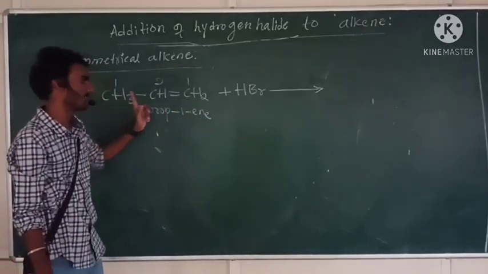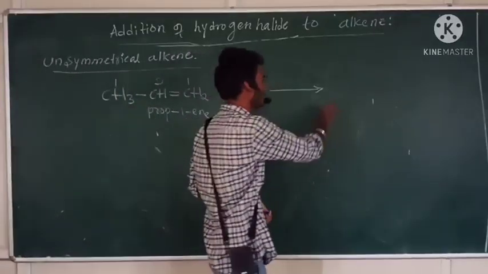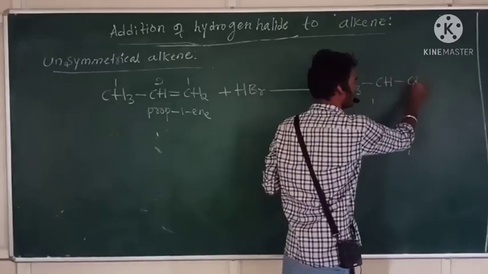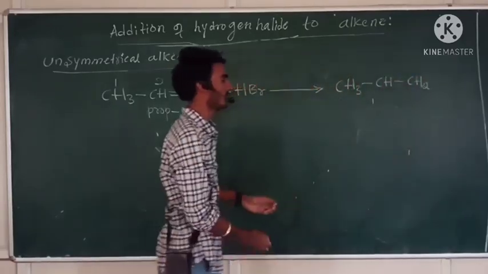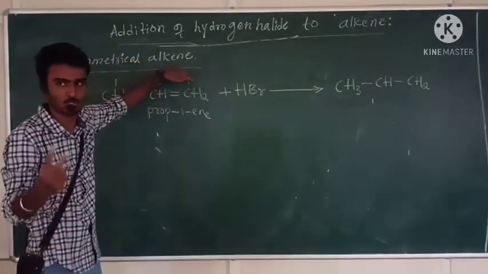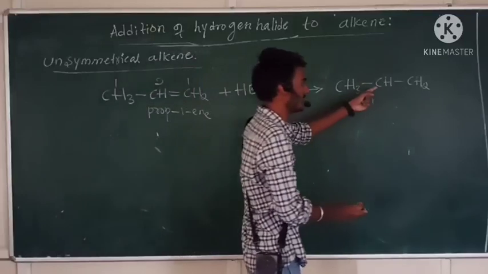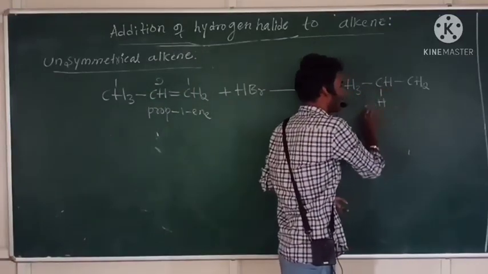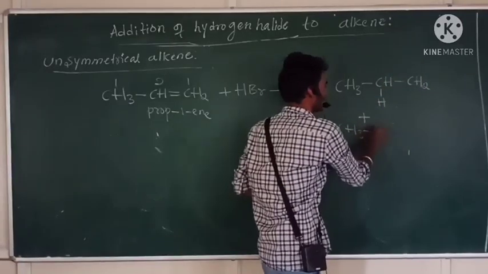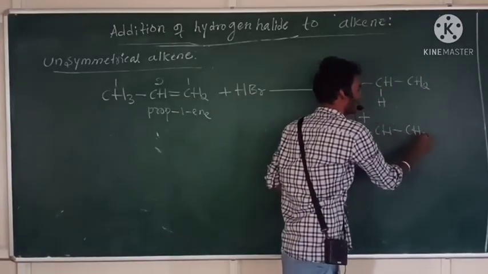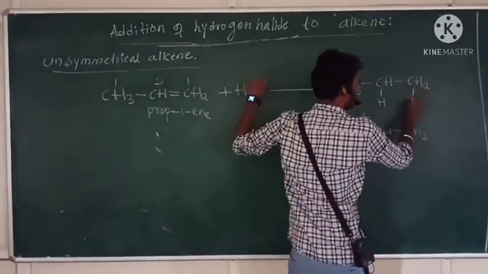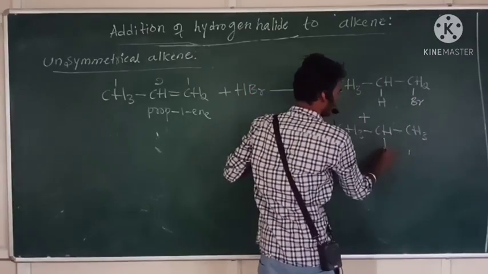So an alkene reacts with HBr. It forms CH3 CH double bond CH2. So hydrogen can add to this side or this side. There are two possible ways. First, hydrogen is added to this side; second, hydrogen is added to the other side. CH3 CH3. And there is another one, bromine. Bromine is added to this side and the other bromine is added to this side.